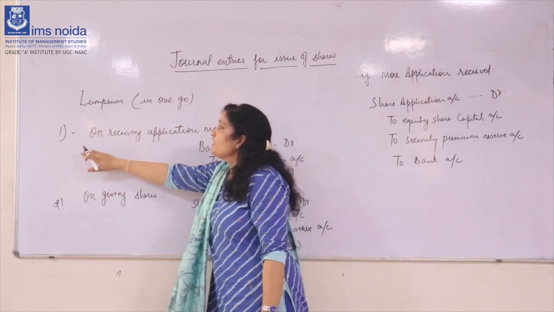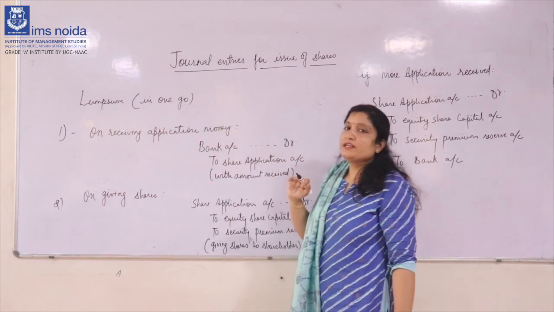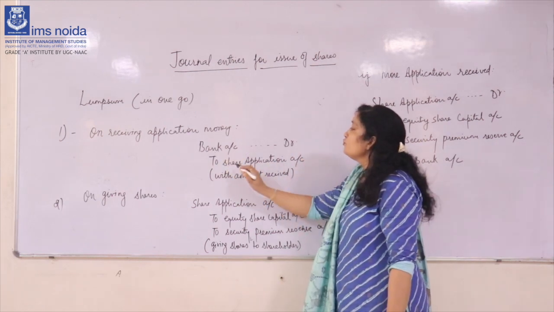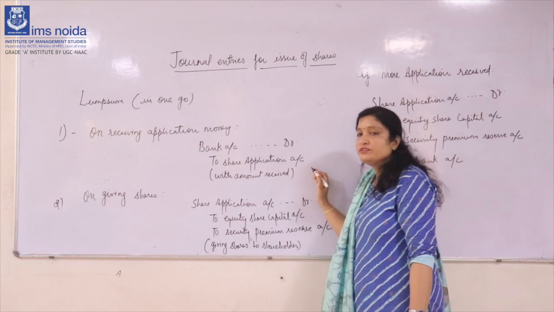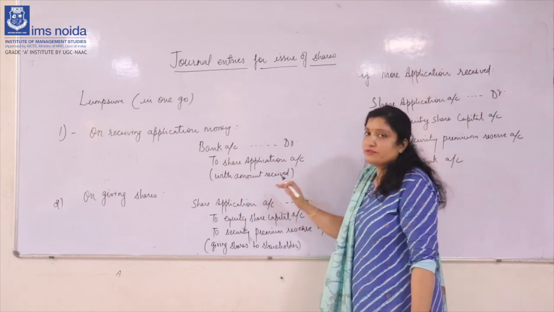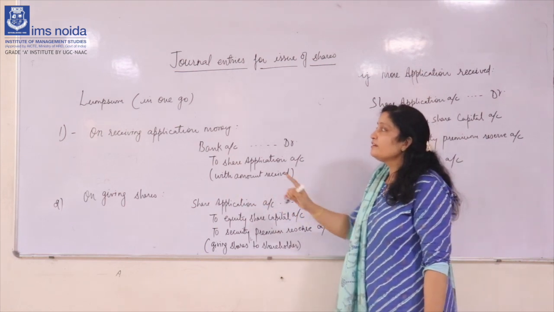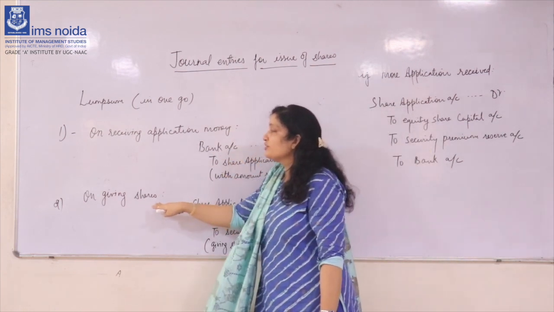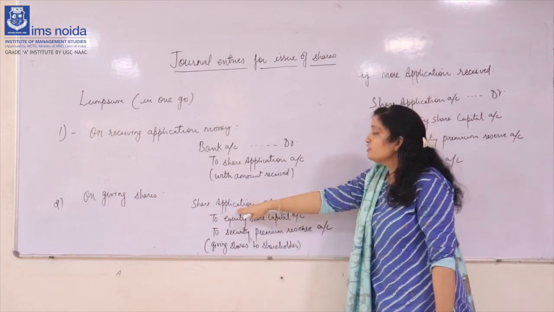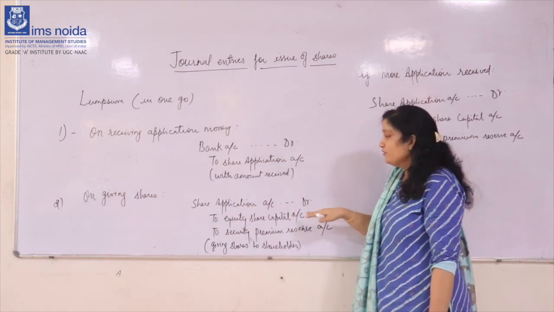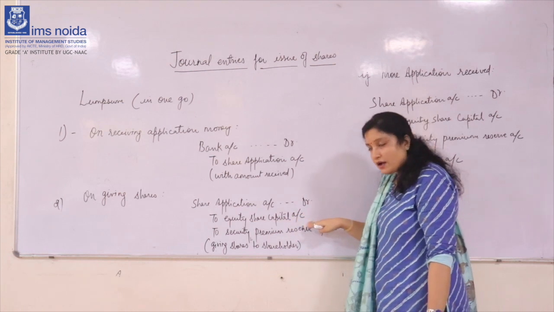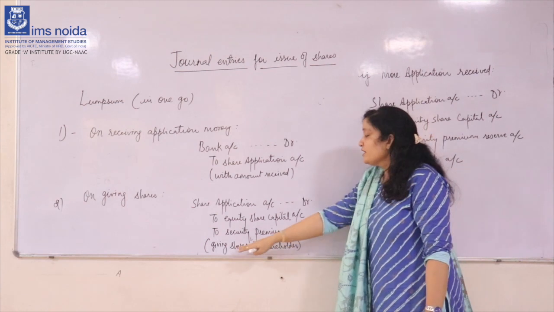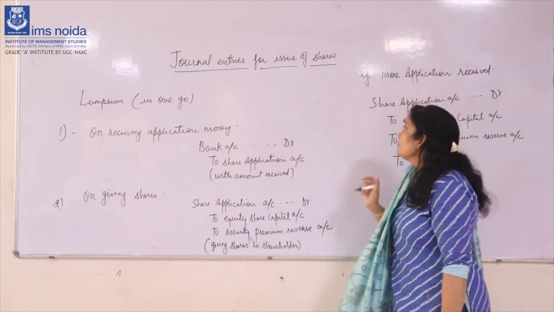So first entry for receiving application money, what will be the entry is bank account debit to share application account with amount received. It is the first entry on receiving application money. Now on giving shares, the second entry will be share application account debit to equity share capital account to security premium reserve account giving shares to shareholder.